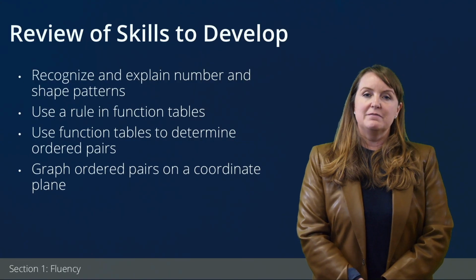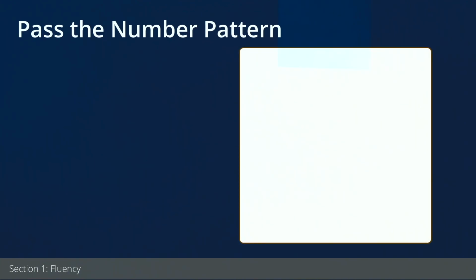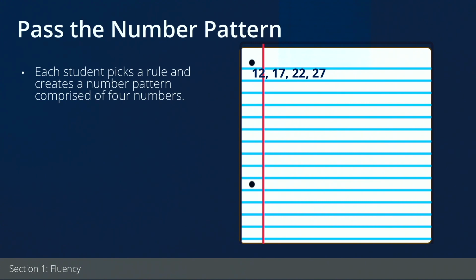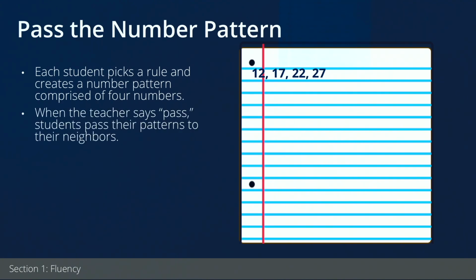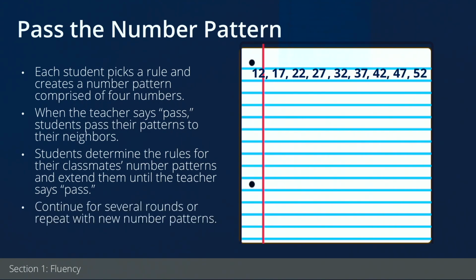Let's see a few different fluency activities. Look here at this game. This is pass the number pattern. Students are going to pick a rule and create a number pattern. So here I've got 12, 17, 22, 27, and then I'm going to figure out the pattern after the teacher says pass, and then the student is going to continue that pattern until the teacher says pass, and then another student could continue that pattern, and we could just keep going.